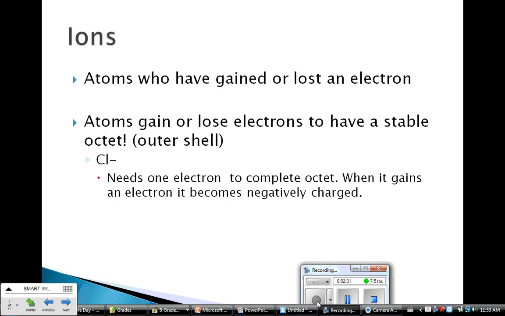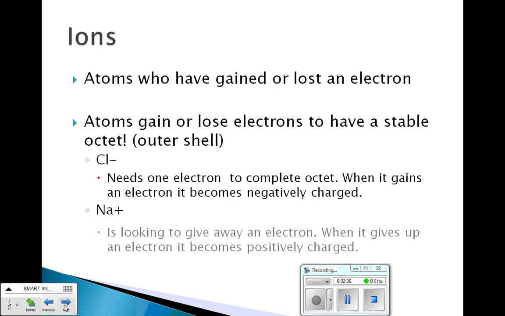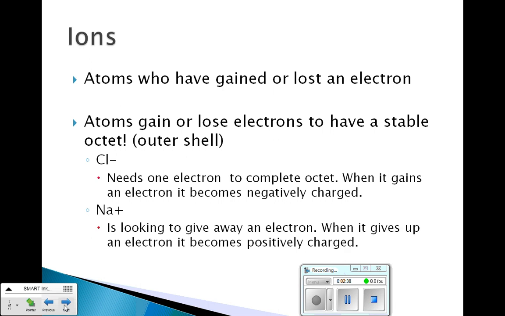Sodium is the same way. There's sodium. So sodium is looking to give away an electron, doesn't want it anymore. So once it gets rid of one of those negatively charged particles, one of those electrons, it becomes positively charged. So now it becomes a sodium ion.